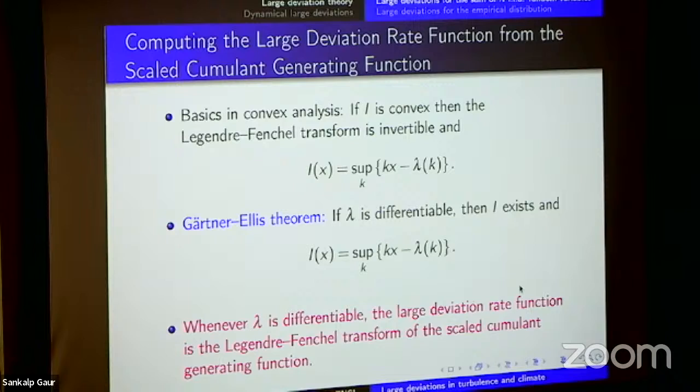So if you don't have information about I, there is something called the Gärtner-Ellis theorem that tells you that if lambda is differentiable, then I exists, and I of x is given by this inversion formula. So it means that you can compute lambda, and if lambda is differentiable, then the large deviation rate function exists, and it is the Legendre-Fenchel transform of the scaled cumulant generating function.